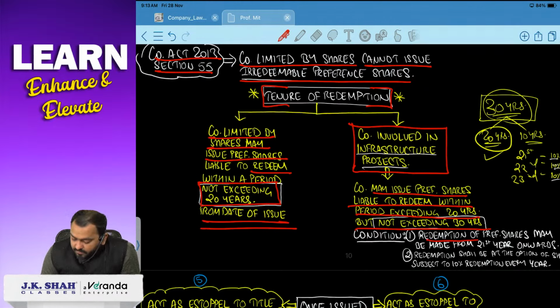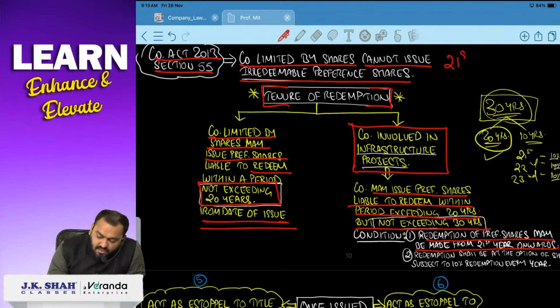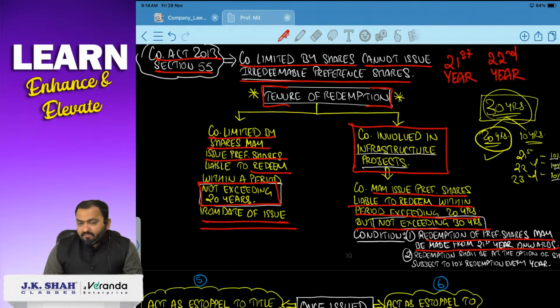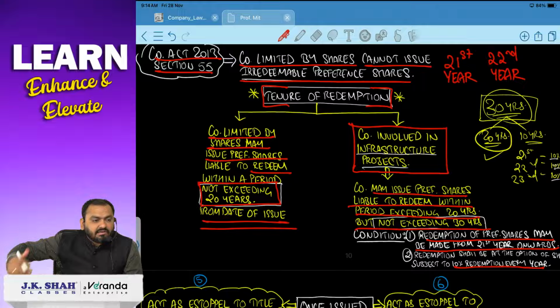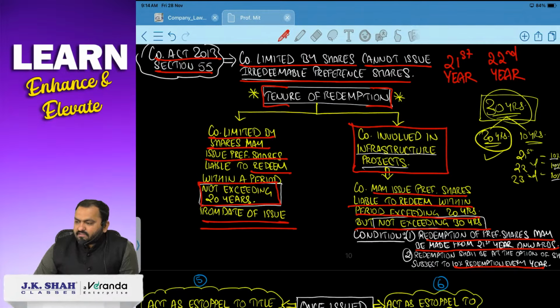So redemption of preference shares may be made from the 21st year onwards. Means you have given for 30 years, so from the 21st year onwards the company should start with redemption, every year. How much? At least 10% redemption every year. So till 20 years, no problem, but from the 21st year onwards, 10% shall be redeemed by the company. If you satisfy these conditions, then 30 years is allowed, otherwise 30 years is not allowed. Easy? Okay.